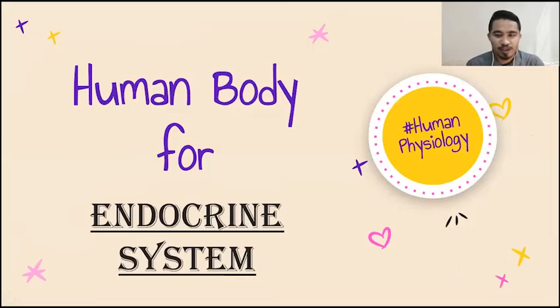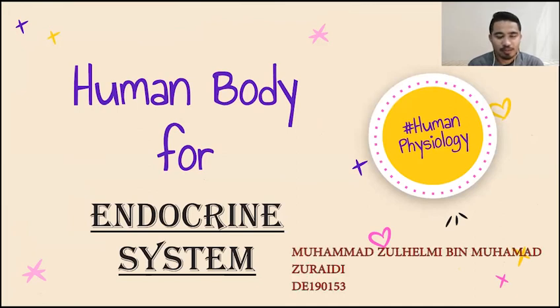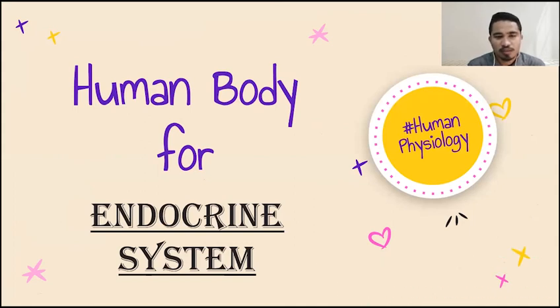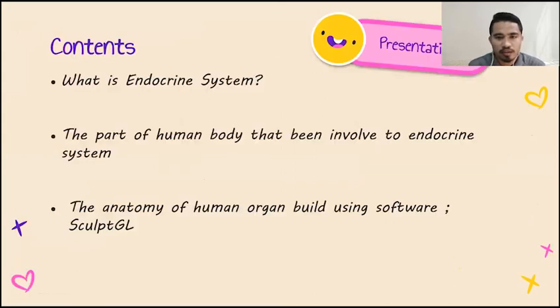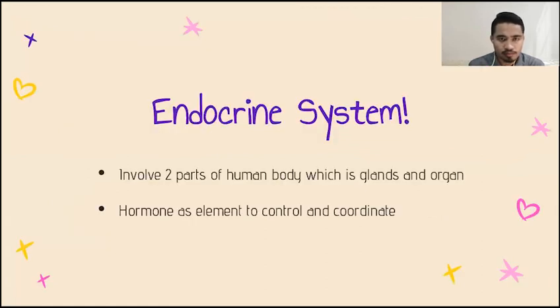Assalamualaikum warahmatullahi wabarakatuh. My name is Muhammad Zahimi bin Muhammad Zuraidi. My matric number is DE190153. So I will explain about the human body for endocrine system. So for the content, I will explain about what is endocrine system, the part of human body that be involved to endocrine system, and the last one I will show the anatomy of human organ using software, which is I use CupGL. So the endocrine system will involve 2 parts of human body, which is glands and organ.